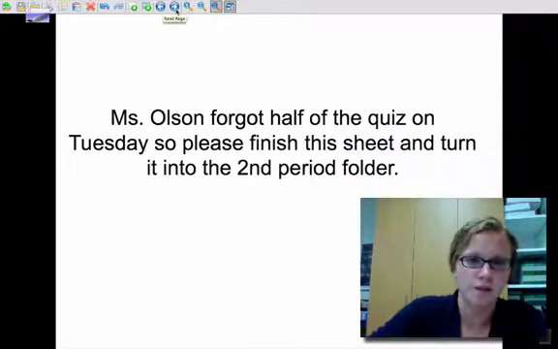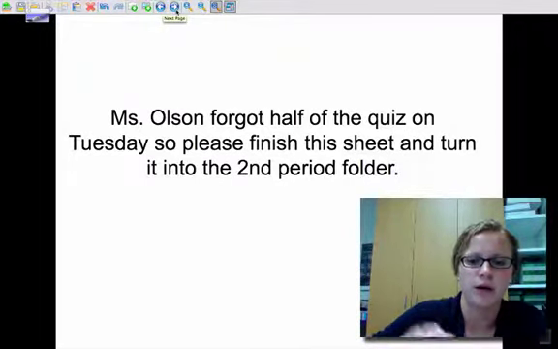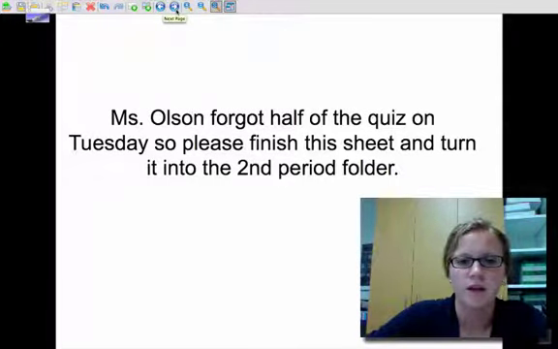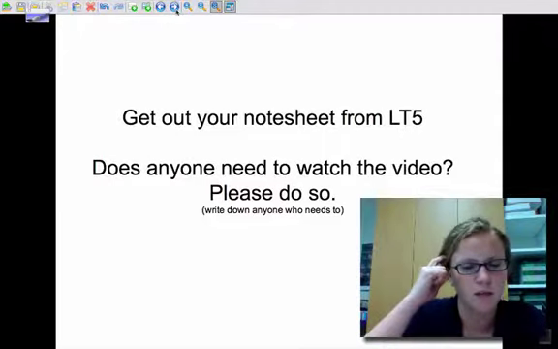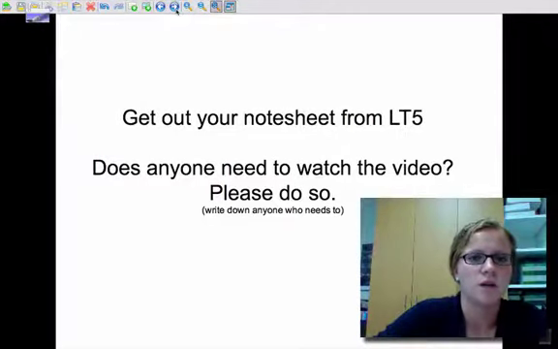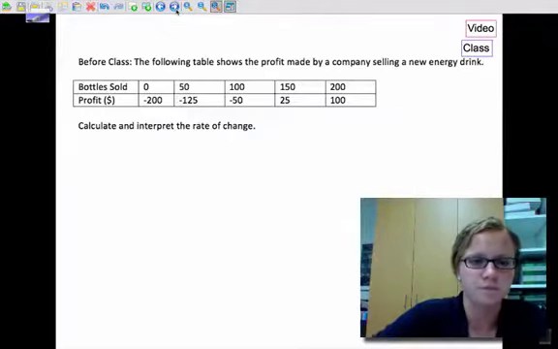And then on Tuesday, I forgot to give this class the algebra half of the quiz, so I have a post-it note on the table there of that half. If you could just have them finish that and turn it in. When they're done with that, they'll have to get out their note sheets from Learning Target 5. If somebody didn't watch that video, they need to head to the back of the room and watch those videos on the computers. Will you write that down if anybody didn't do that, because I keep track of those who are not watching their videos.